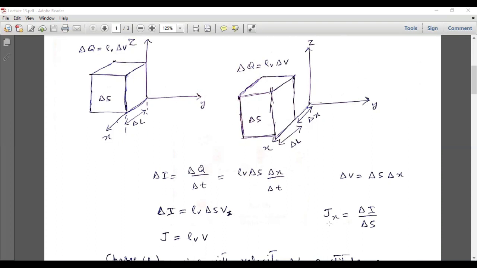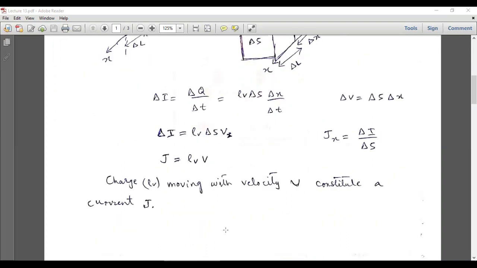And if we take this delta s to the left hand side, it will become delta I over delta s equal to rho v into vx. So this will become J. So J is equal to rho v into v. So this expression is actually telling that a charge rho v moving with velocity v constitutes a current density J. So J is the current density, v is the velocity, and rho v is the volume charge density.